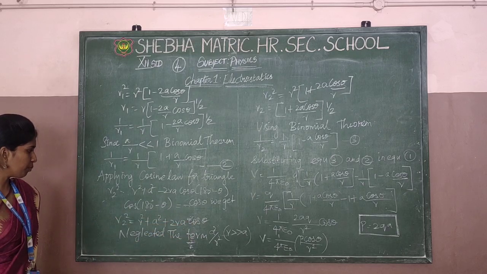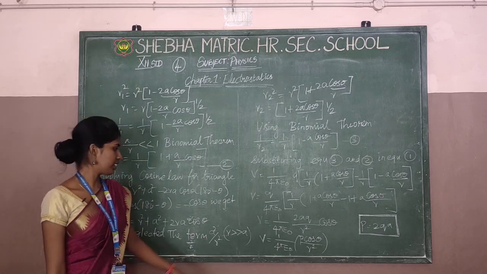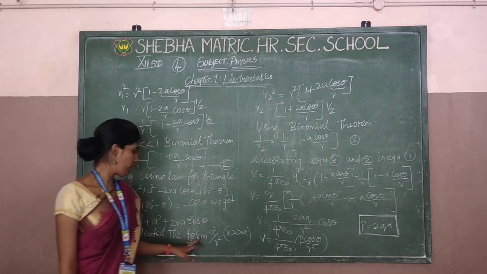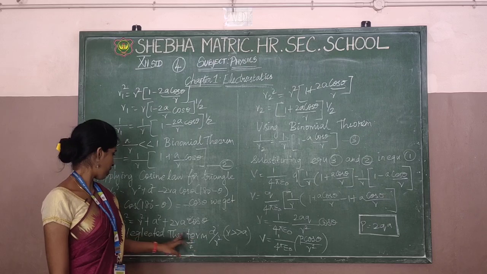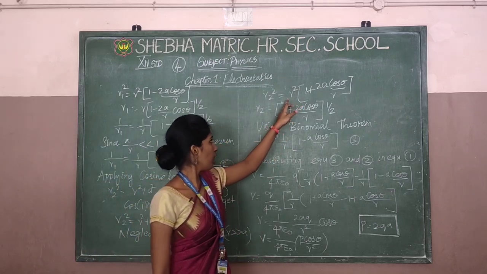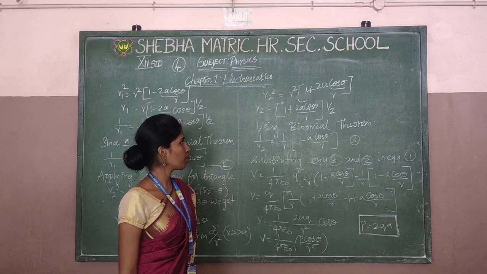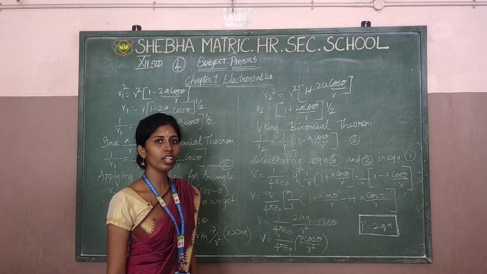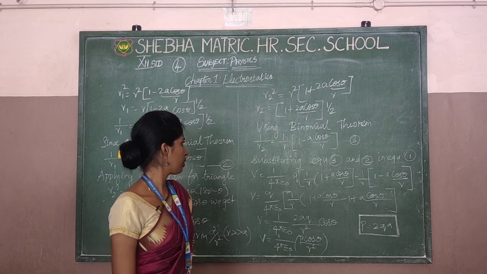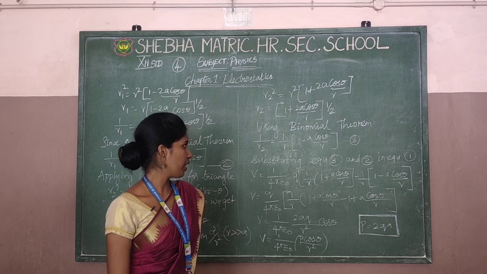It's neglecting the term a squared by r squared, as r is greater than a. Okay? So this term we neglect. So r2 squared is equal to r squared times 1 plus 2a cos theta divided by r. So r2 is r times 1 plus 2a cos theta divided by r, to the power of 1 by 2. Using the binomial theorem, 1 by r2 is equal to 1 by r times 1 minus a cos theta divided by r, the third equation.